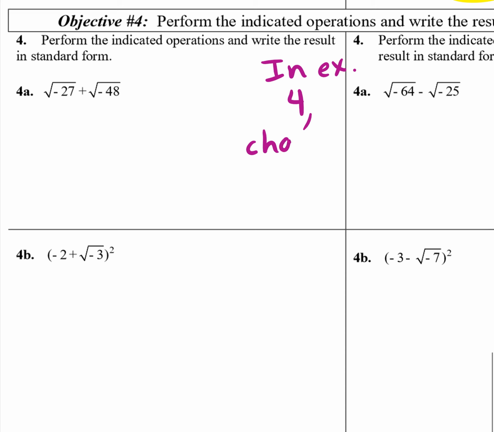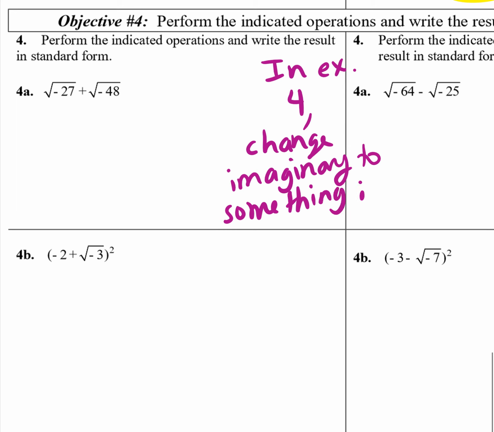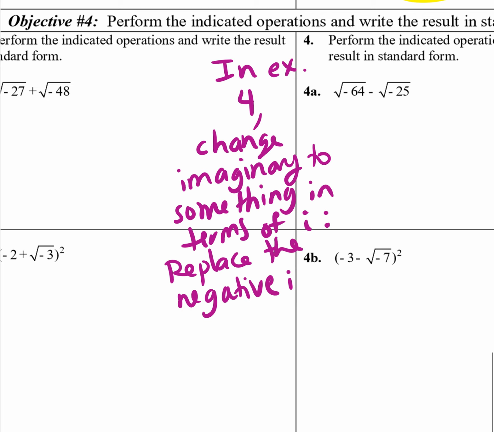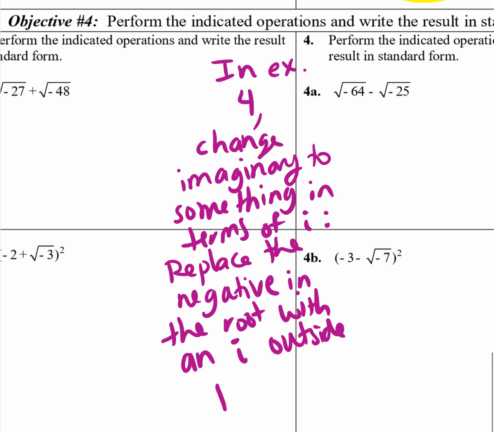change imaginary numbers to something in terms of i. The way to do that is you just replace the negative that's inside the root, because remember that's how you know it's an imaginary number. So these all should have a negative inside the root. Replace the negative in the root with an i outside the root. Okay, so if you just remember that, you should be okay for these problems.